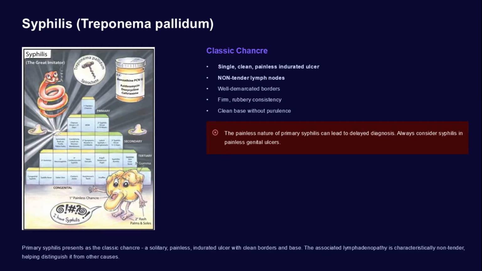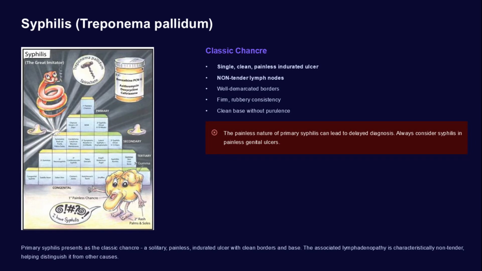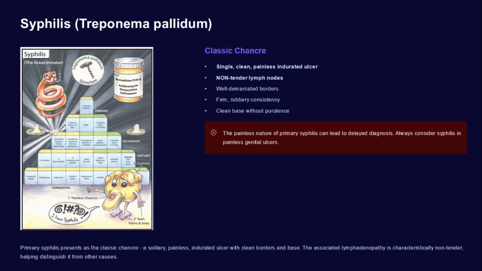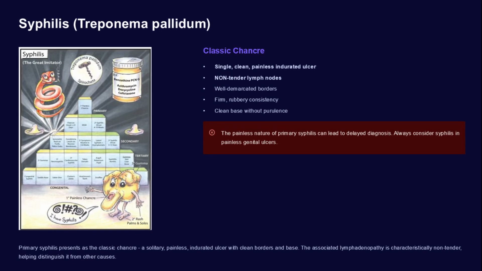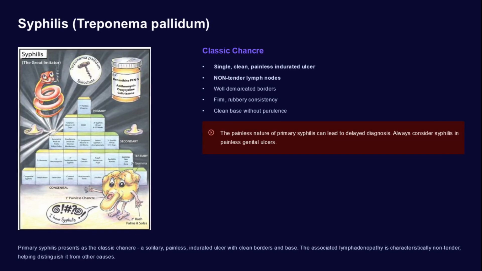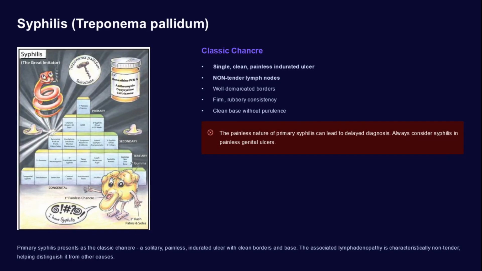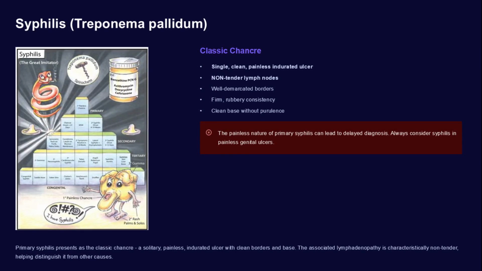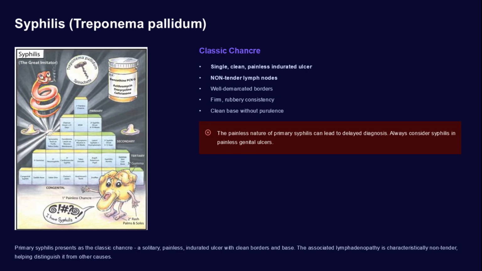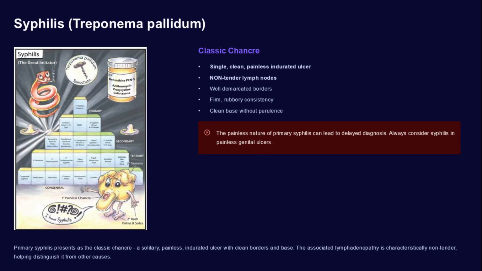Syphilis typically presents as the classic chancre, a solitary, painless, indurated ulcer with clean borders and base. The associated lymphadenopathy is characteristically non-tender, helping distinguish it from other conditions. The painless nature of primary syphilis can lead to delayed diagnosis, so always consider syphilis in painless genital ulcers.